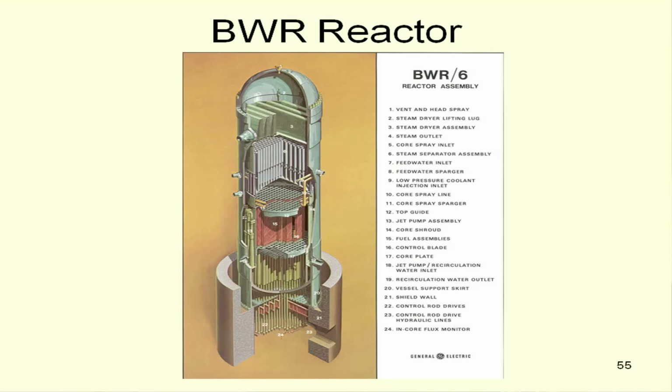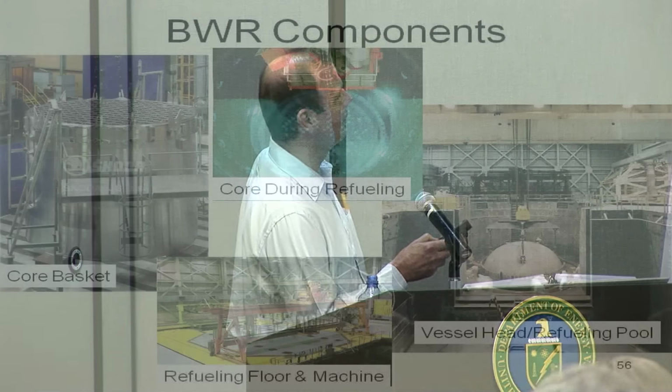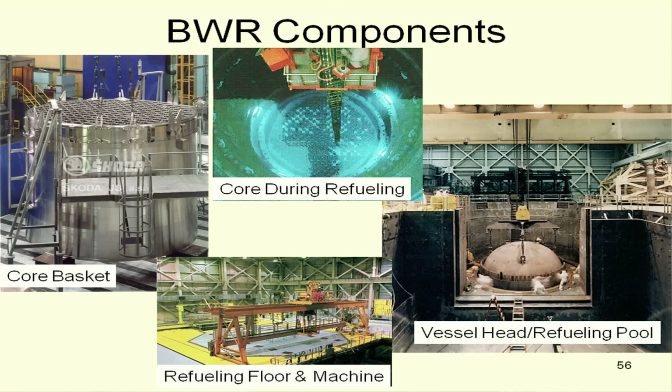This is a little bit of a cartoon. Gives you a little bit more of a flavor of it, and I don't think it adds a lot new, so we'll keep motoring. Just some pictures of it. This is the core basket, and each one of those little squares would contain a fuel assembly, and the top view of the core.